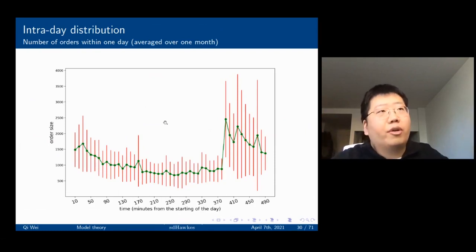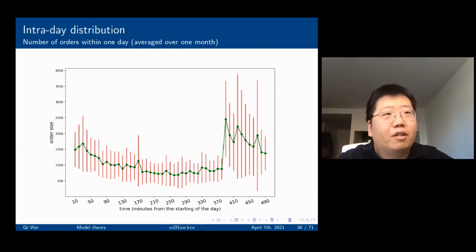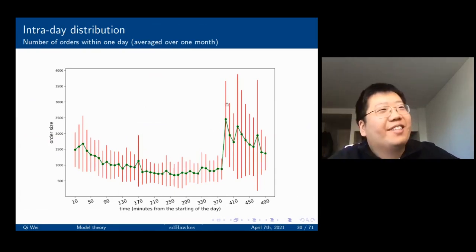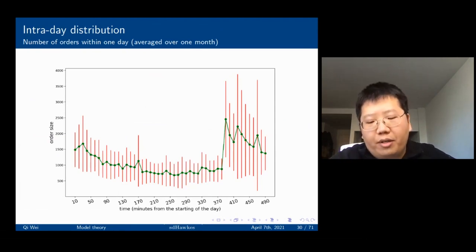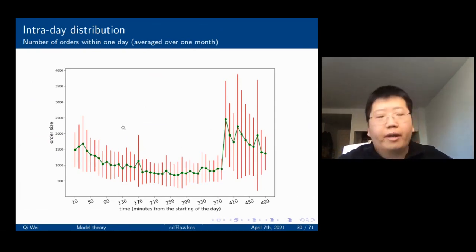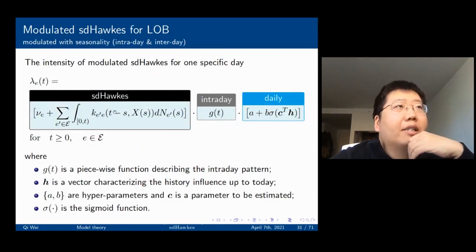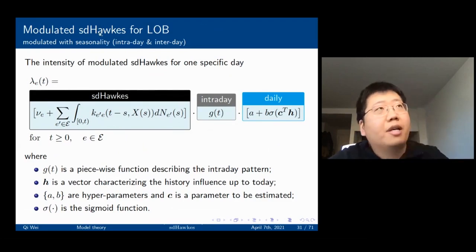So you already have this convex form of the order flow. They have a special name for it, I don't remember. Okay, this intraday pattern is quite popular, quite obvious in the trading market. That's why besides this state-dependent Hawkes, we also have this intraday and daily component. That's why I call it a modulated state-dependent Hawkes process.